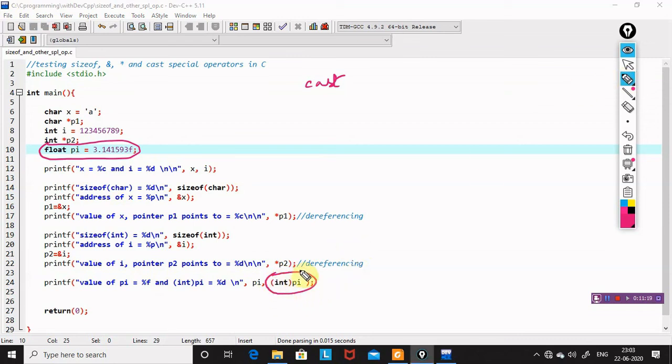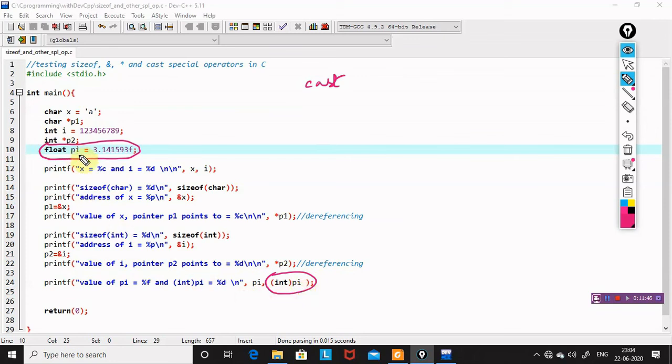Yeah. So as you can see here, within parentheses I have written int and then followed it with pi. So here int is the cast operator. Now this int is a data type. This int within parentheses is an operator. This is a unary operator, also known as the cast operator, which operates on a single operand, which happens to be pi in this case.